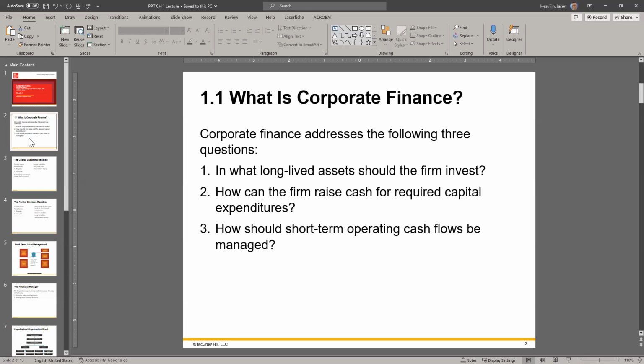Three, how should short-term operating cash flows be managed? While the first two questions talk about long-term, as anybody knows, you still have to survive the day-to-day operations and the short term in order to reach those long-term goals. So you have to have a plan for your cash management so you don't go bankrupt before you reach and achieve those long-term goals.